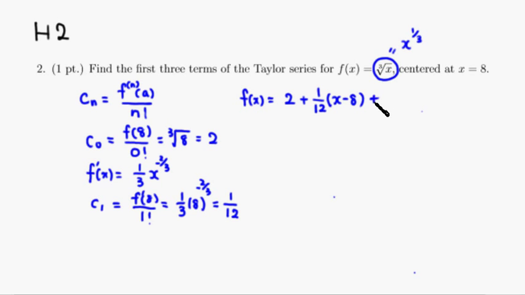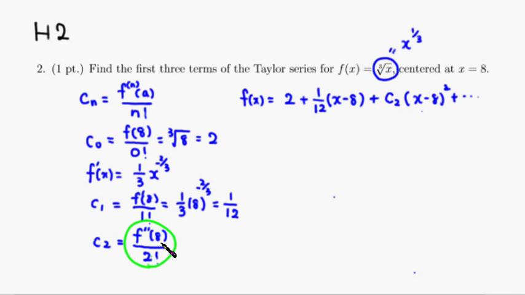Then plus, so I'm going to let you do this one. In order to find C2, you're going to have to take the second derivative. Then C2 is equal to f double prime of 8 over 2 factorial. Whatever you find is going to go here, so I'm just going to write it as C2. Then you're going to have x minus 8 squared, and so on. So I will let you guys finish it.